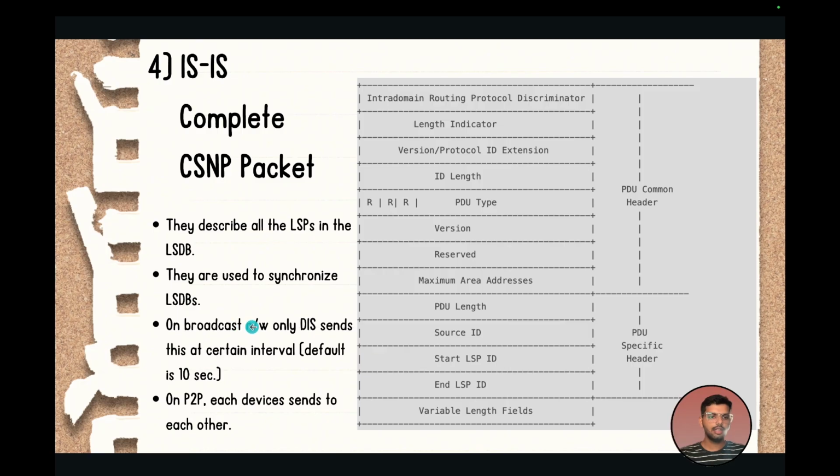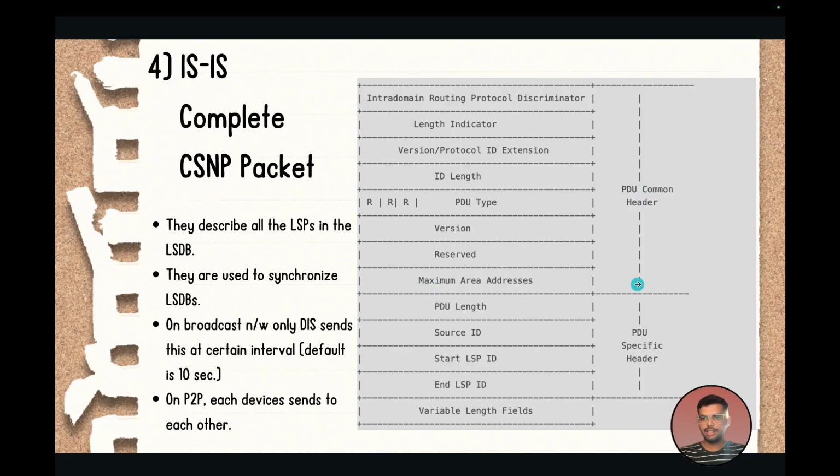On a broadcast network, only the DIS sends this packet at a certain interval, and the default interval is 10 seconds. So every 10 seconds this CSNP packet will be exchanged to all the neighbors that are in the same area. Then on P2P, each device sends this packet to each other. That's the difference between broadcast and P2P network, and that's the use of this CSNP packet.